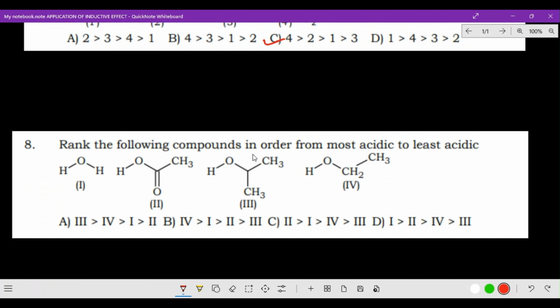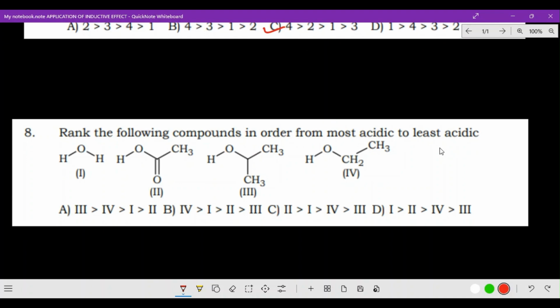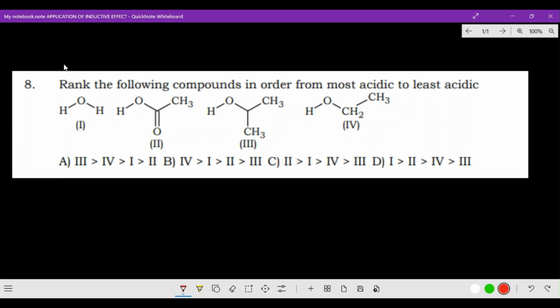Rank the following compounds in order from most acidic to least acidic. They brought the same idea here. Now, this is water. As you see the formula, you will come to know. Sometimes the question makes you feel it is something different, but if you just go through the formula, you can easily identify.